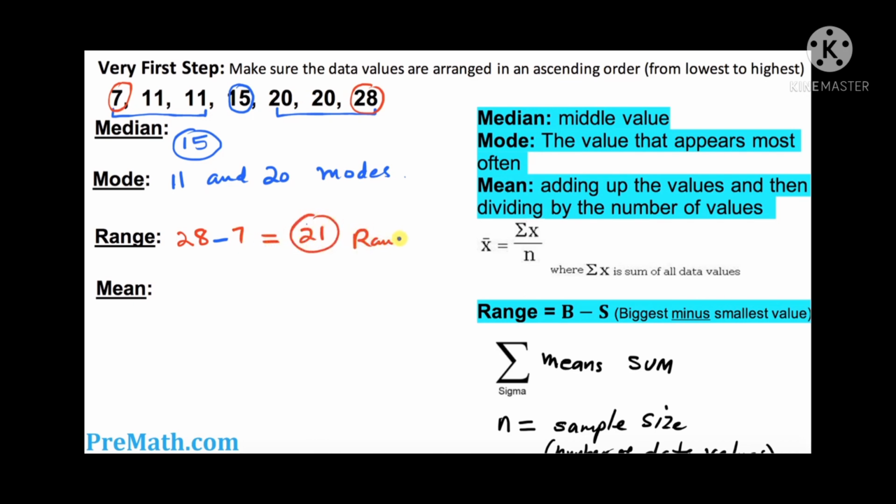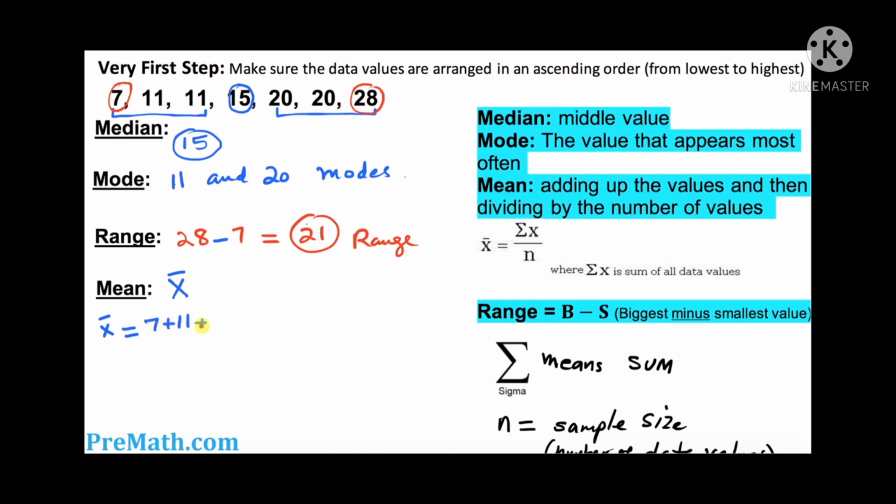That is our range. And finally, I'm talking about the mean, which is represented by x bar. Mean is x bar. Over here you see that the formula is the sum of the x values, that means all the data values, divided by the total number of values. So we want to add these up. So x bar is going to be simply adding all these values up.